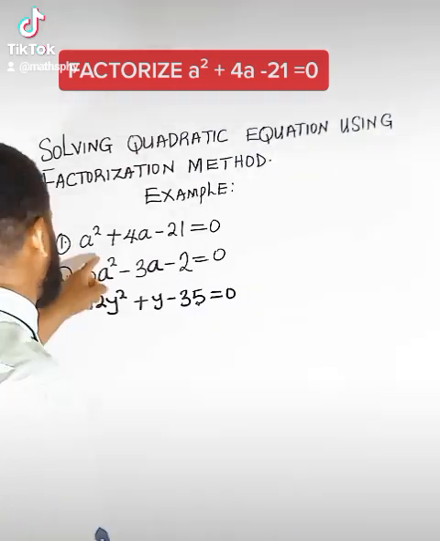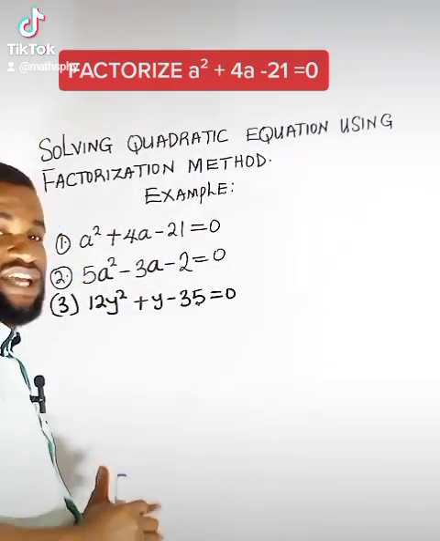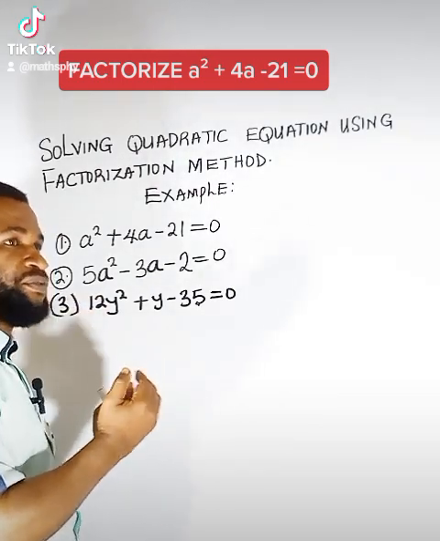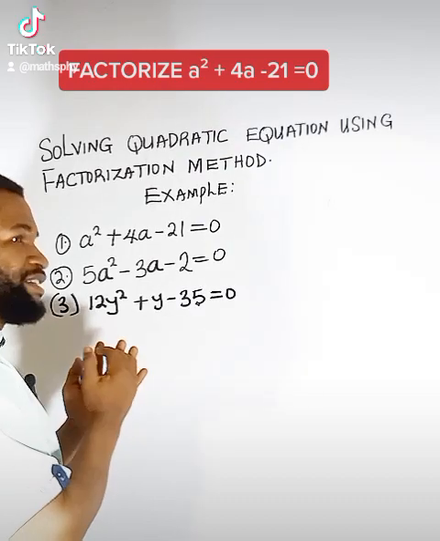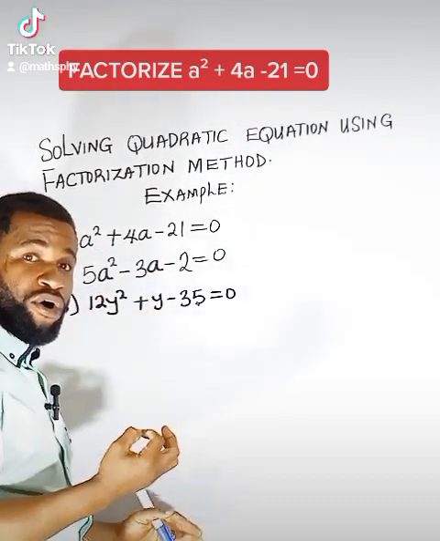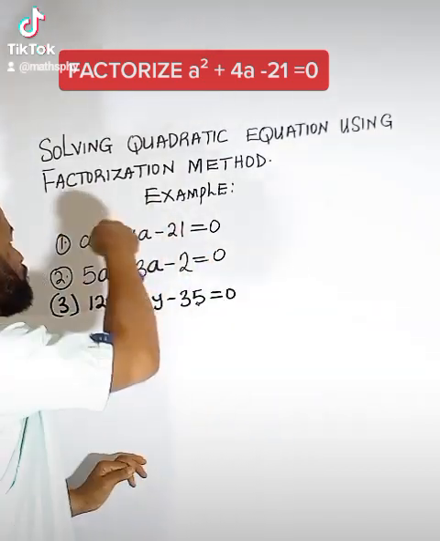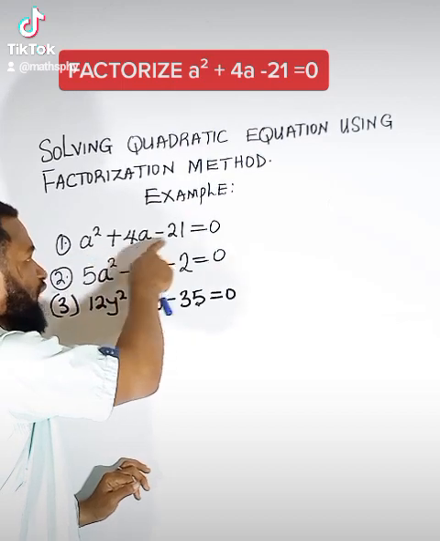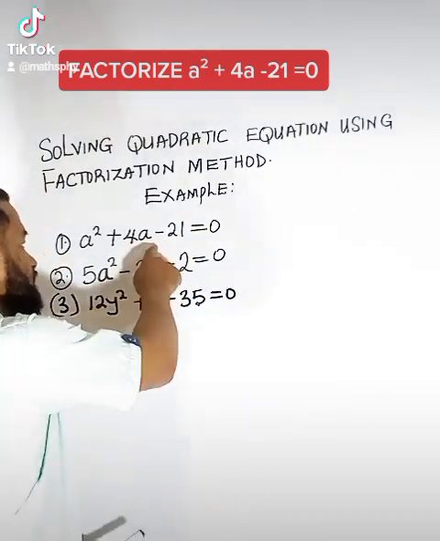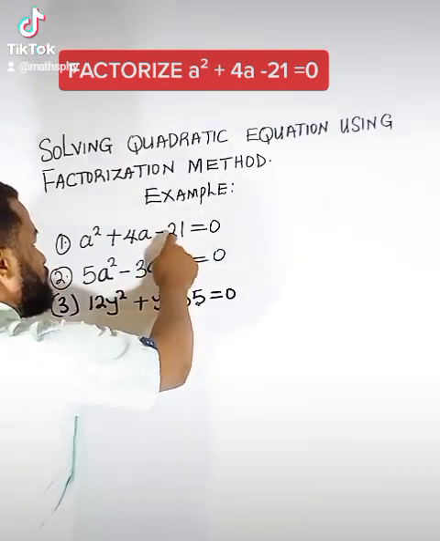Now that I am asked to factorize a² + 4a − 21 = 0, what they are asking me to do is to find two expressions or two values that I can multiply together to get this expression, or I should find the value of a such that when I substitute that value into this equation, I will get 0. That is another thing to consider in doing factorization. Now let's start. I'm going to show you the method to apply.